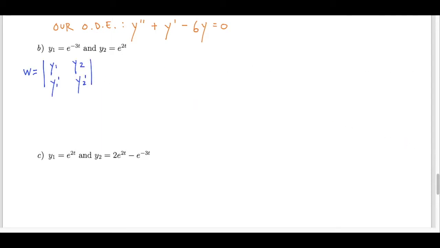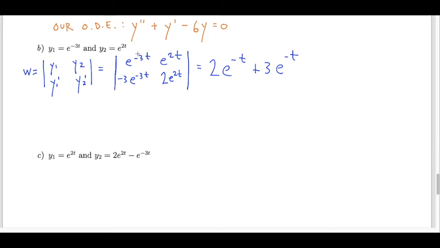Here's a quick reminder of the general structure of the Wronskian. Plugging in our specific y1, y2, y1 prime, y2 prime gives me this. Now let me evaluate this determinant. Again, to evaluate this determinant, I'll multiply across this diagonal. E to the negative 3t times e to the 2t gives me this e to the negative t. Now I've got that coefficient 2 in front. When I multiply across this other diagonal, I change the sign. Let me simplify this expression. So the value of our Wronskian in this particular case is 5e to the negative t.